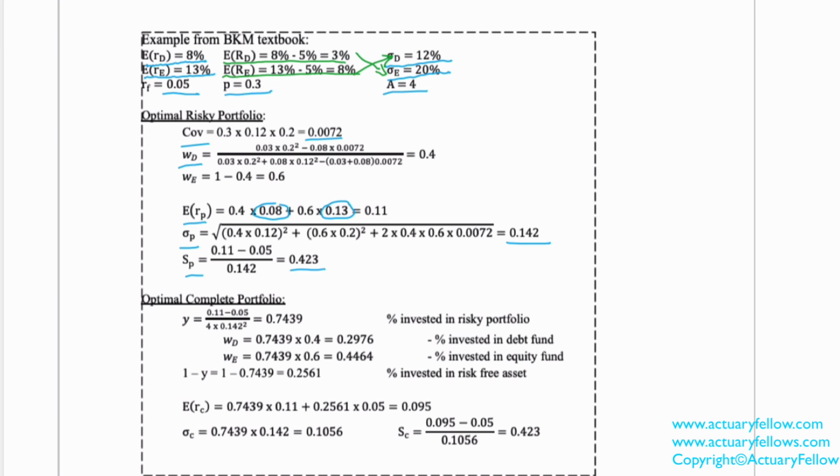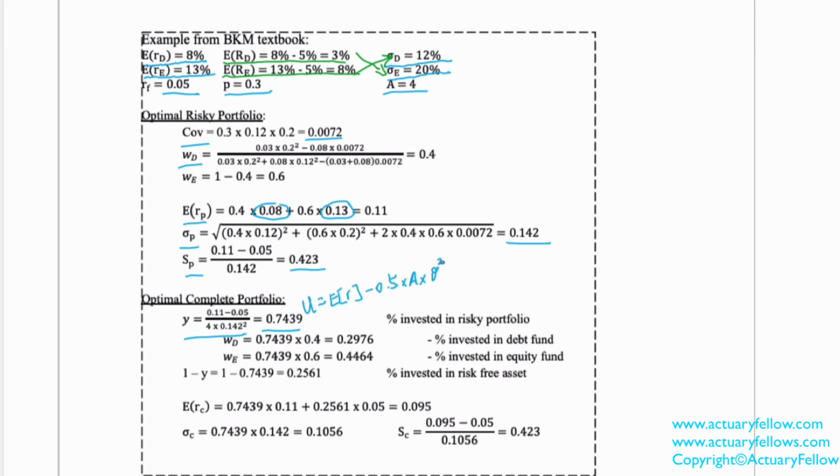For the optimal complete portfolio, first calculate the percentage of investment in the risky portfolio. Using the formula from Chapter 6, Y equals excess return divided by risk aversion times variance. And we got 0.7439. Keep in mind, we are assuming the standard utility function is expected return minus 0.5 times A risk aversion times sigma squared.